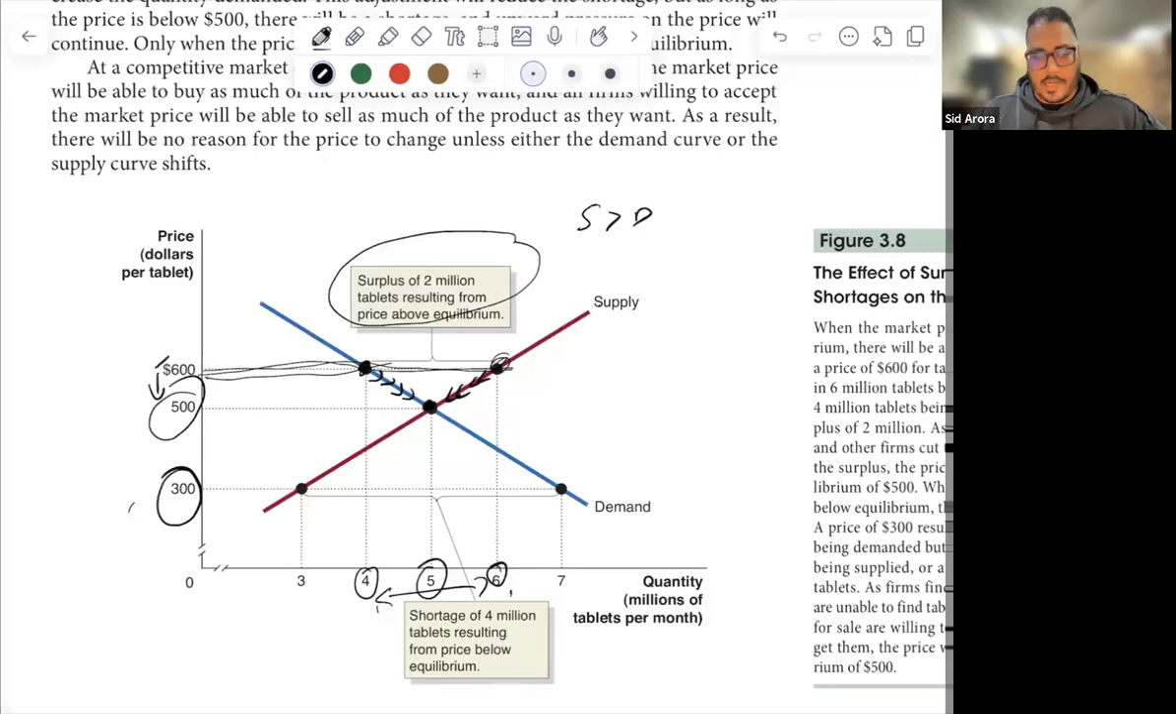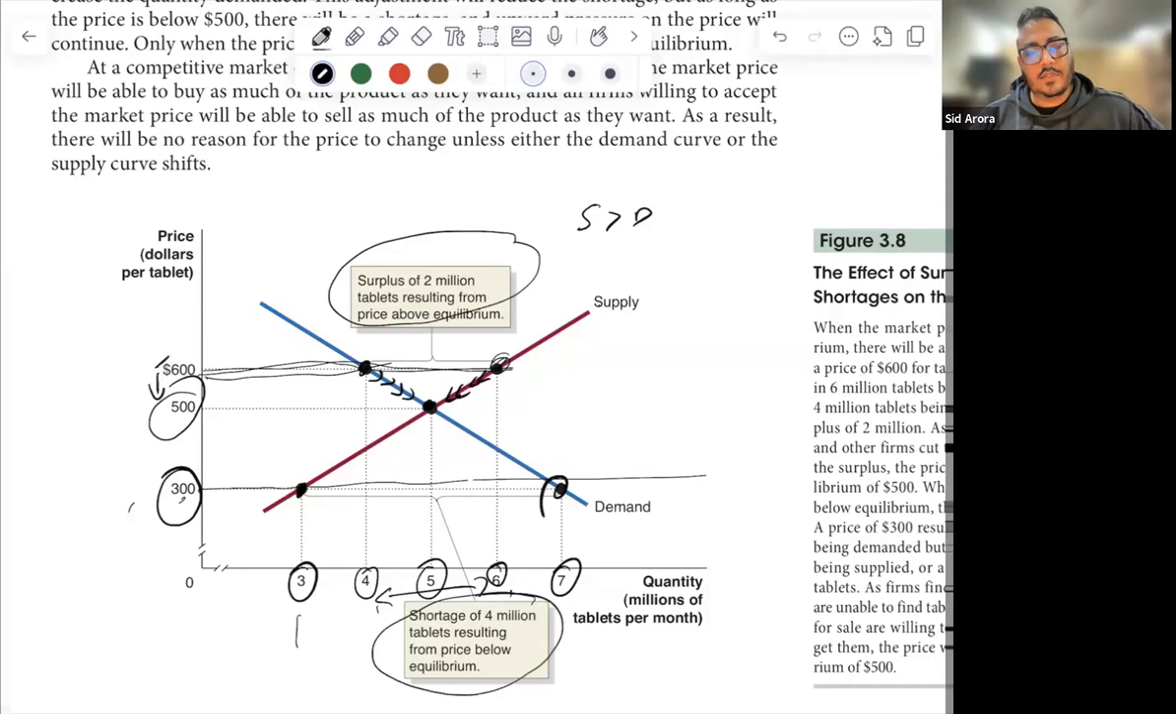So all you do is you draw a price line. You take the 300 point, you extend that line through the graph, and you see where it intersects supply and demand. It intersects the supply. That's how much the suppliers are willing to sell at a price of 300, 3 million. And now you see where it intersects demand at 7. That's how much the buyers want to buy at that price. Obviously, when the price goes down, buyers want to buy more. So buyers want to buy 7 million, but the sellers only want to sell 3 million. So that's a shortage. That means there's a shortage of 4 million tablets.